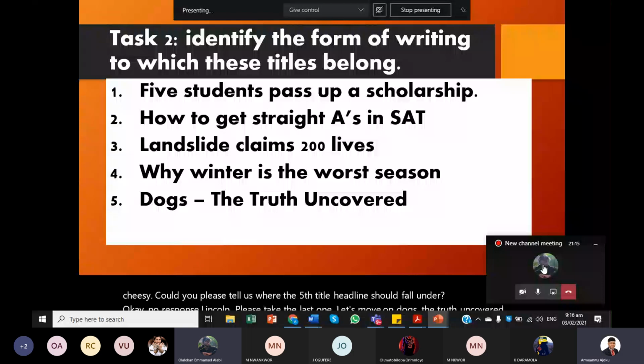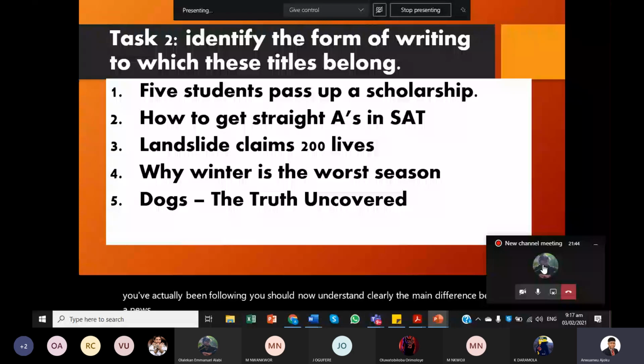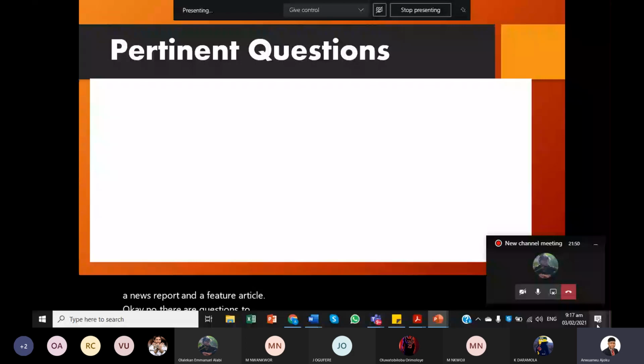Feature article. Okay, so I believe that with what we have done here, those of you who were present during the previous class, and those of you who are here, if you've actually been following, you should now understand clearly the main difference between a news report and a feature article. Now, there are questions to ask to know how you actually arrived at your answer.